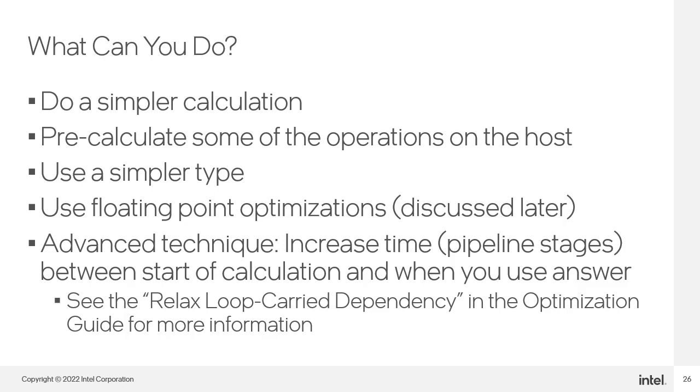You can also try to use a simpler data type. In the previous example, we used double precision data types, which is an expensive data type in terms of computation. You can try using floating point operations, which we will look at later on. A more advanced approach will be to increase time, that is, the pipeline stages between the start of calculation and when the result will be used. You can read more about this in the relaxed loop carried dependencies section in the optimization guide.